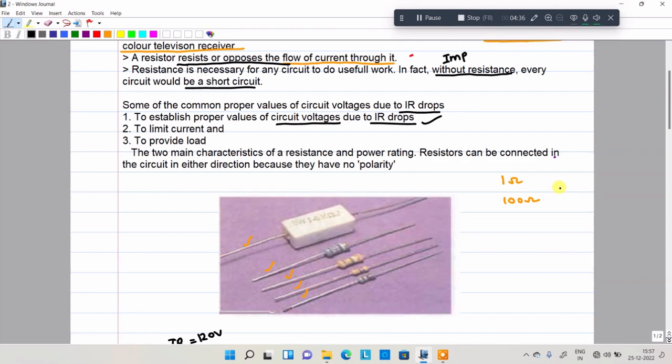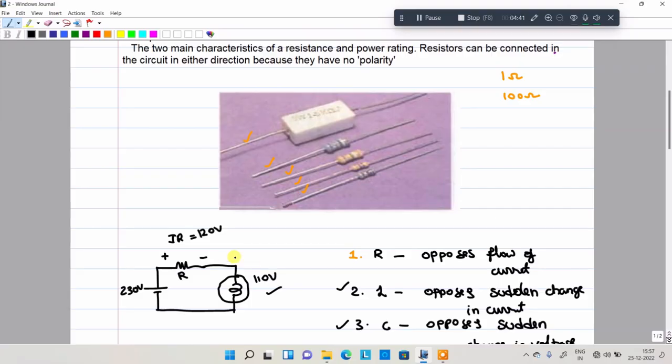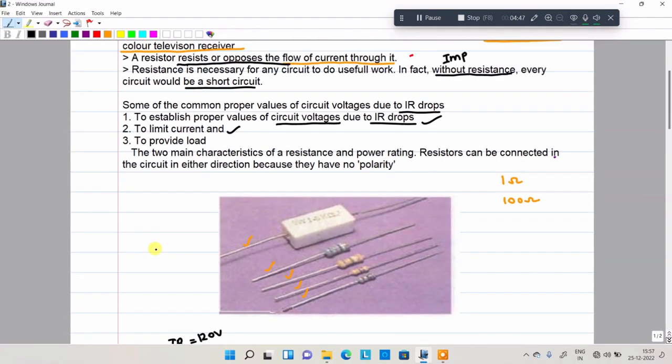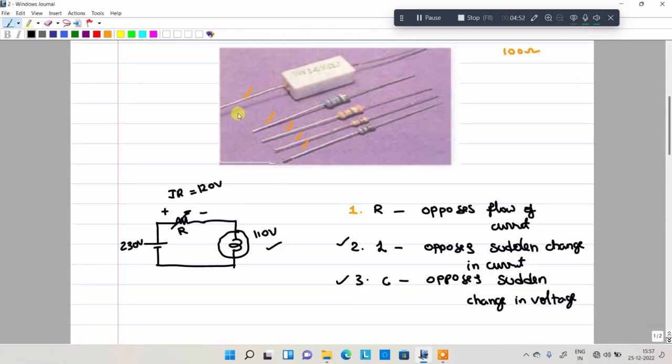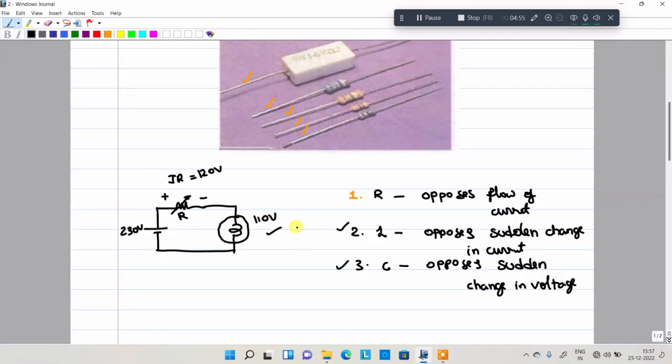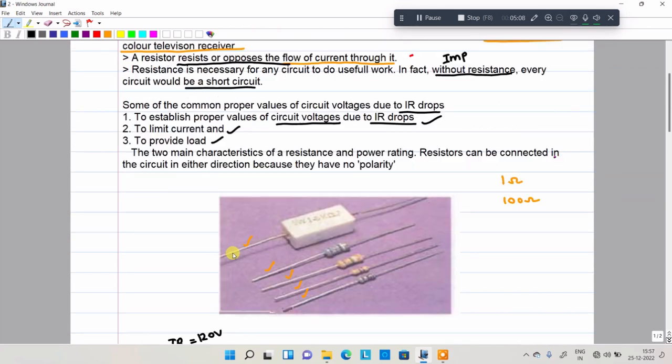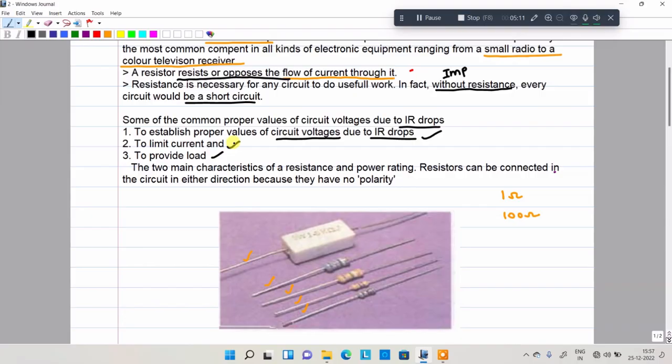All of you clear? Next, to limit the current also. If you connect some rheostat or the like, we can limit the current with the help of the rheostat. That is also a type of resistance. Then, to provide the load. For example, here the bulb is not there. In place of the bulb, I connected some load, some variable resistance, which acts as a load. Instead of a bulb, I connected some resistance that acts as a load. So that is another point, to provide the load. These are the important points you need to remember.